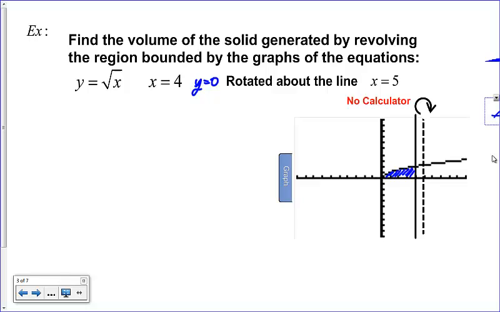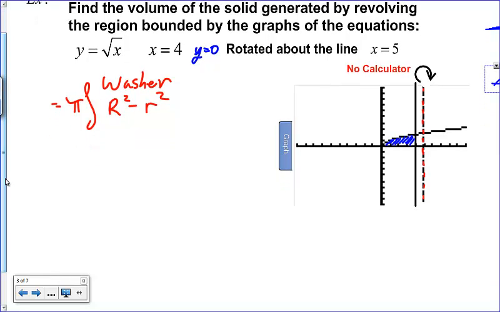rotated about the line x equals 5. So here's the dashed line is my axis of rotation. When I rotate that around there, you see how there's a gap between x equals 4 and x equals 5? That means that we're going to be doing a washer method. Always a little bit more painful. So we're going to have a big radius squared minus a little radius squared with a pi out front.